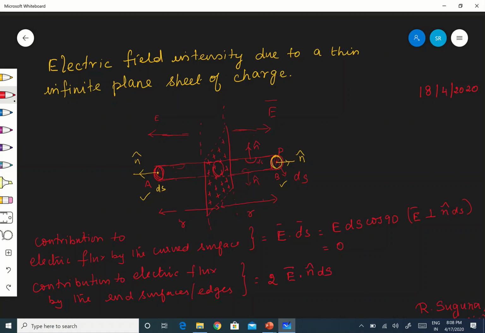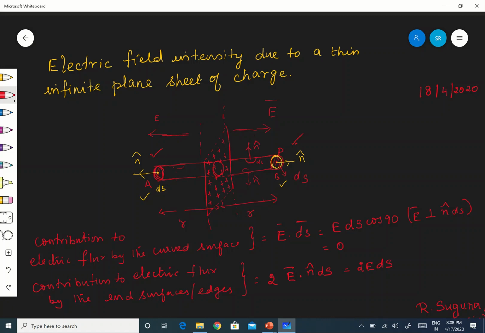Are you following? Okay, therefore, what that is N ds means that is nothing but the ds vector. Therefore, that is nothing but E dot N, both are in the same direction. Here on this side also, A and B, on both sides E and ds are in the same direction. Therefore, you will be getting here 2E ds. 2E ds. Are you following? Therefore, now this is your net flux.